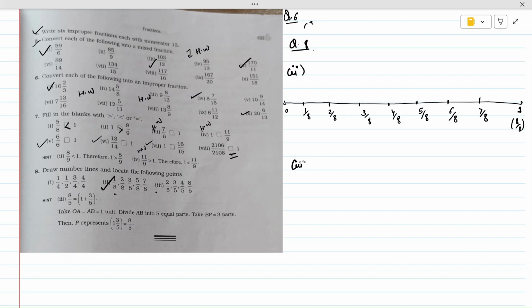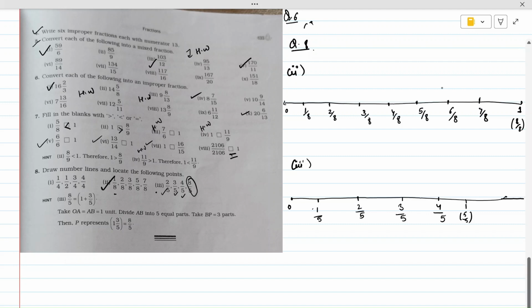So kids, in the third part, we have 5 in the denominator. So I am dividing this into 5 equal parts first. So we have 1 by 5, 2 by 5, I'm marking them also. This is 0, 1 by 5, 2 by 5, 3 by 5, 4 by 5, 1, which is 5 by 5. So let's see if we have marked everything: 2 by 5, 3 by 5, 4 by 5, and the last one we have is 8 by 5.